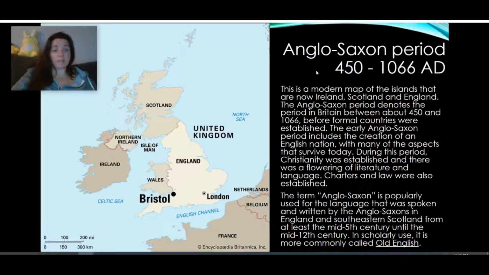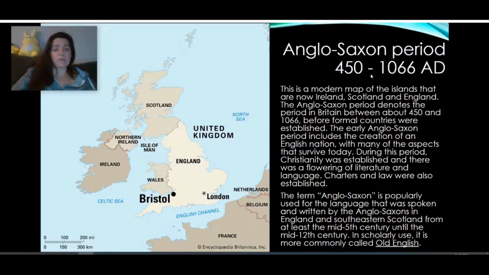These obviously had to be people who were quite good at navigating the oceans, because there was no way to walk from the mainland of Europe, or what we know of as Europe today, over to these islands. You'd have to be pretty good with a ship. So the people who were living on these islands during the Anglo-Saxon time period were excellent seafarers for the most part.